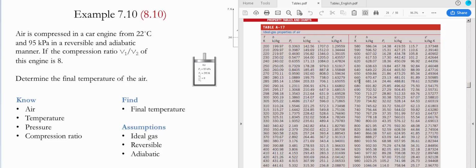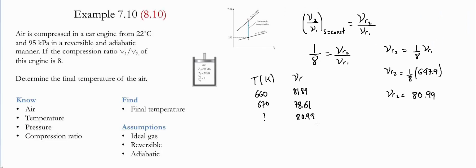So we will interpolate. These are the values that we obtained from the table, and once again we have to interpolate using these quantities. After interpolation, we find that the final temperature is equal to 662.7 Kelvin.